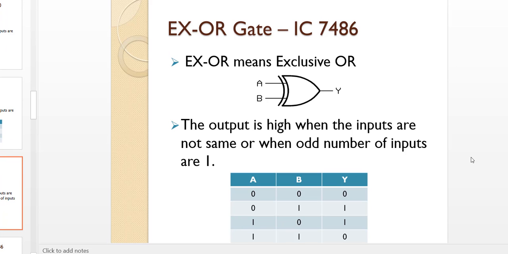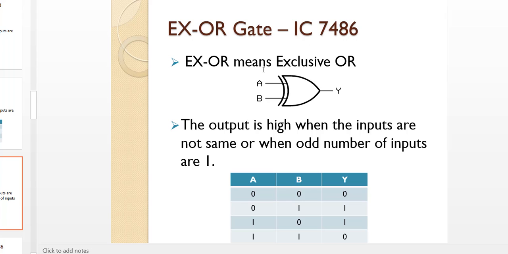Now next, derived gates. These are the derived gates. That is called an XOR gate. The XOR gate IC number is 7486. Practically we use this IC, so the IC number is required.